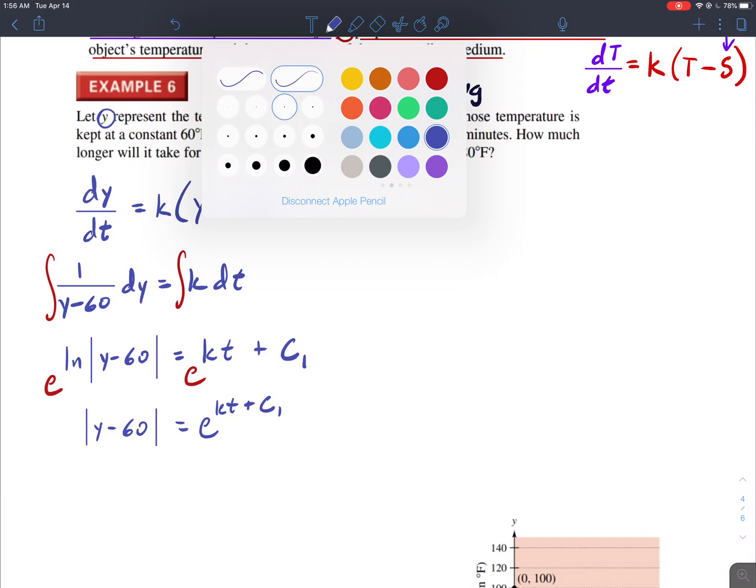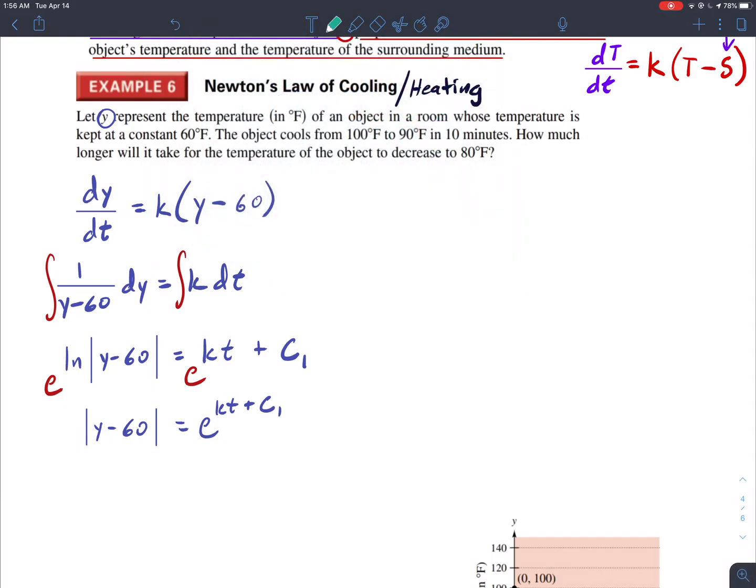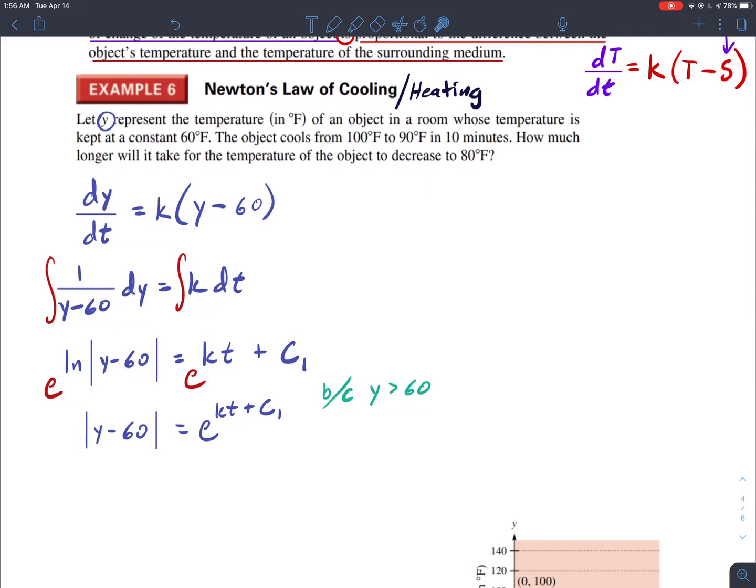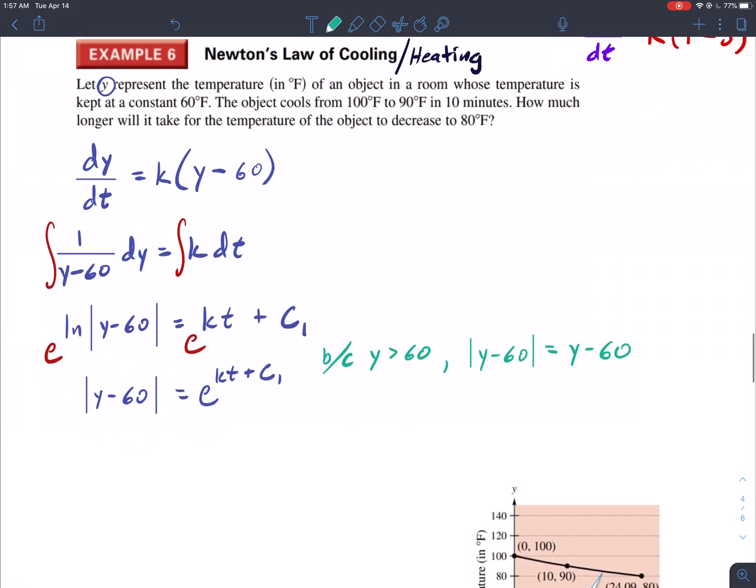I will note here that we know that y must be greater than 60. All right, how do we know that? Because this is an object that is cooling in a room that is a constant 60-degree temperature. The object starts above 60, and it's never going to get below 60 if the room temperature is 60. All right? So y must always be greater than 60. If y is greater than 60, then this expression is always positive. All right? So technically, if y is greater than 60, then the absolute value of y minus 60 is equal to just y minus 60. I can drop off the absolute value. All right, I'll point that out here. So I can leave off the absolute value from this point on.